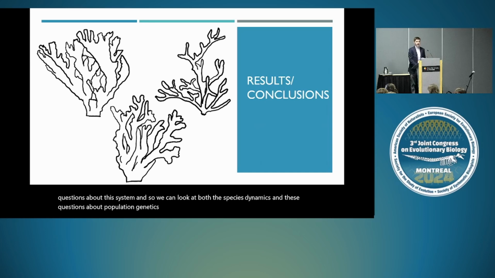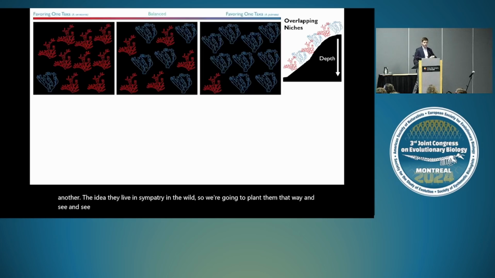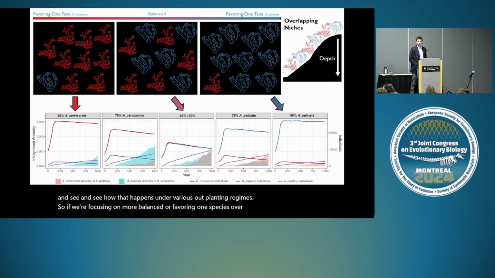So what we've found from these simulations is, starting with overlapping niches, we're planting them within competition with one another. The idea is they live in sympatry in the wild, so we're going to plant them that way and see how that happens under various outplanting regimes. So if we're focusing on more balanced or favoring one species or another, we get these results.